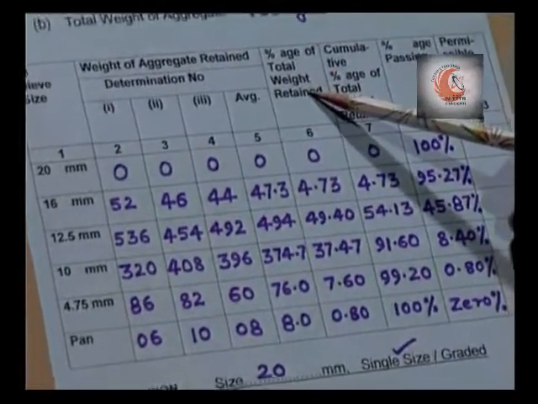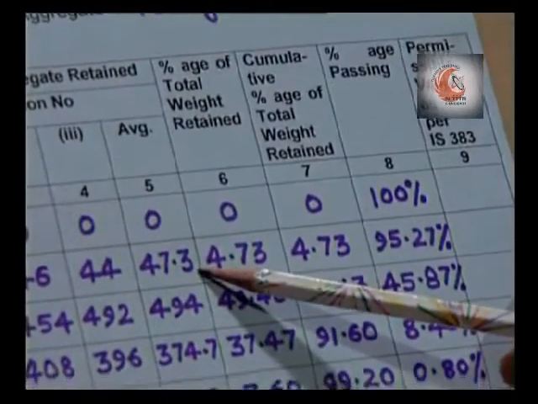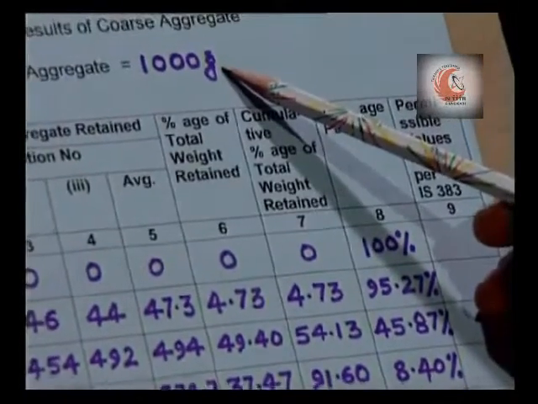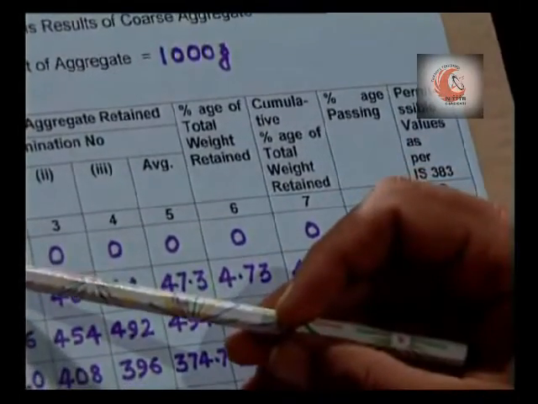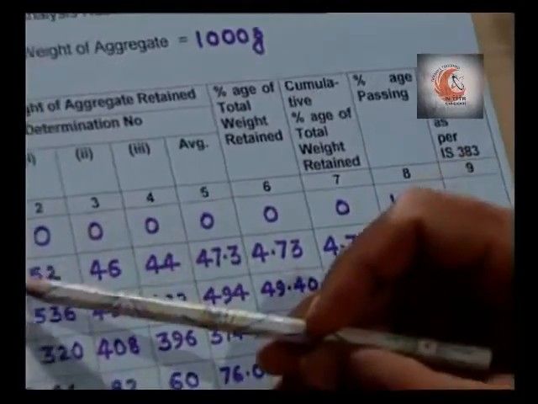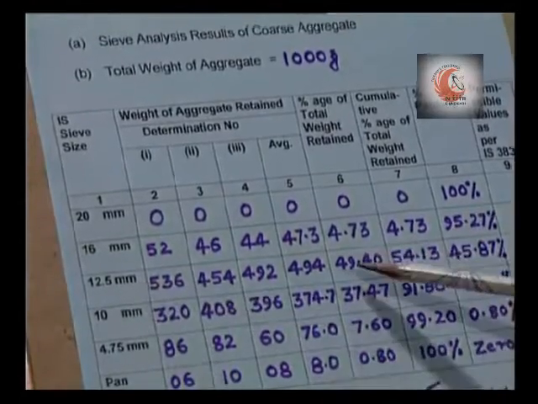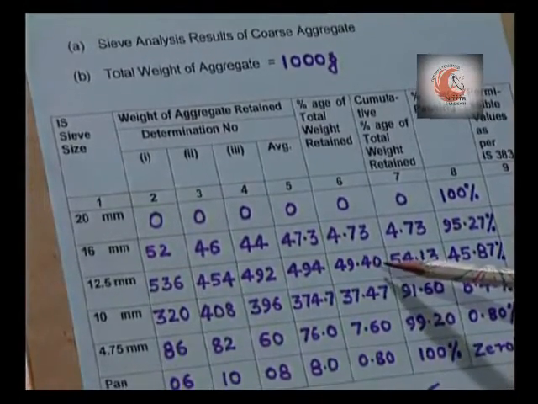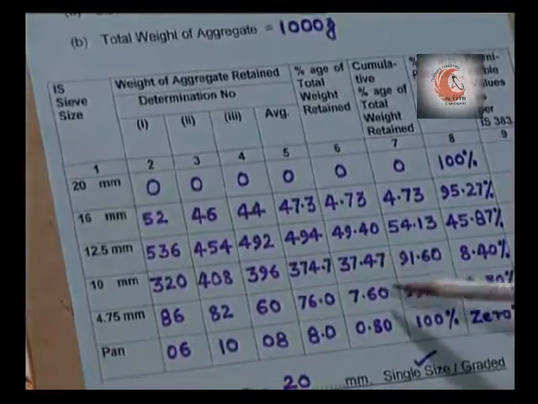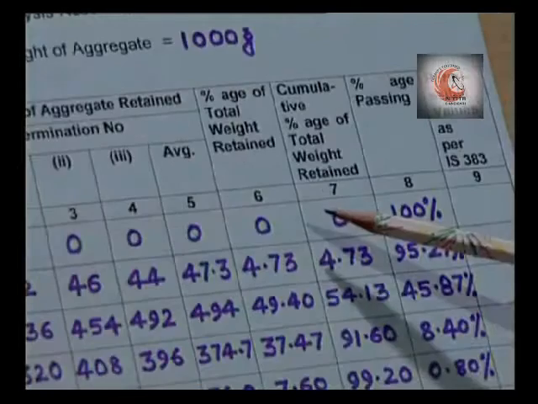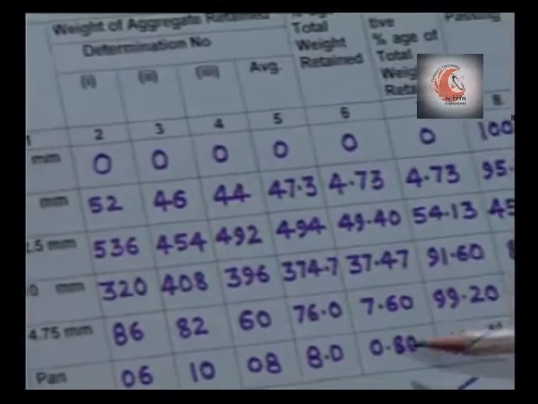The percentage of total weight retained on individual sieve is equal to the weight of the fraction retained divided by the total weight of the sample taken and multiplying it by 100. For 20 mm sieve, it is 0. For 16 mm sieve, it is 4.73%, and for 12.5 mm sieve, it is 49.40%. Likewise, for 10 mm and 4.75 mm sieves, the values are calculated and placed in the observation sheet. Similarly, the percentage weight retained on each sieve is calculated and recorded.